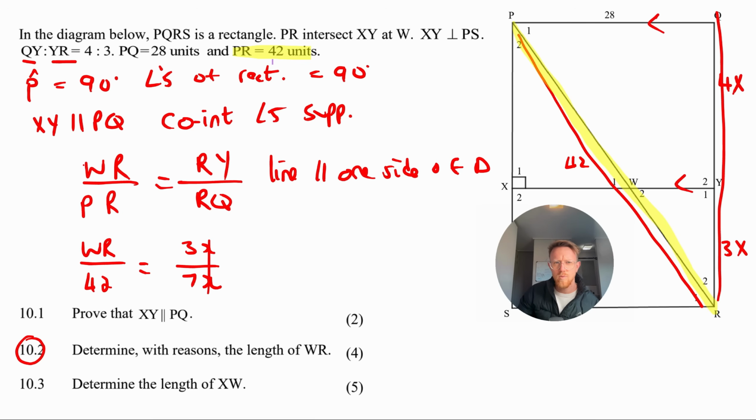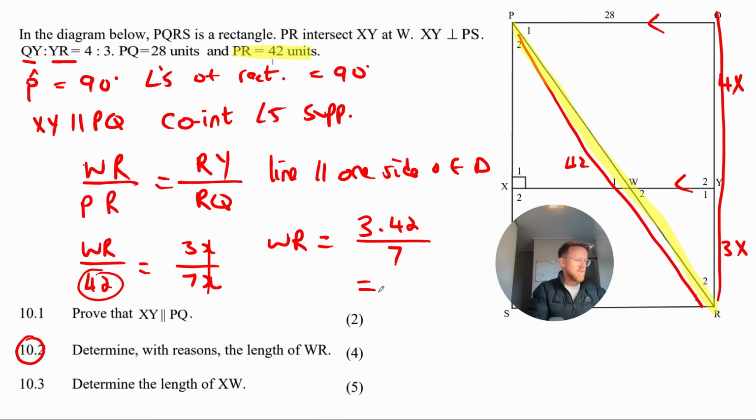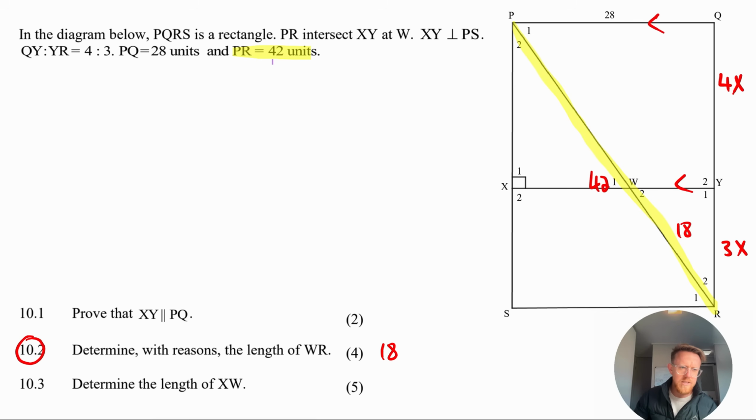These x's would cancel, and so WR is just going to end up being, you can just multiply this 42 up there, so that's going to be 3 multiplied by 42 divided by 7, and this should give us 18. So we can just say 18 units. Okay, and then lastly, this question over here says, determine the length of XW.